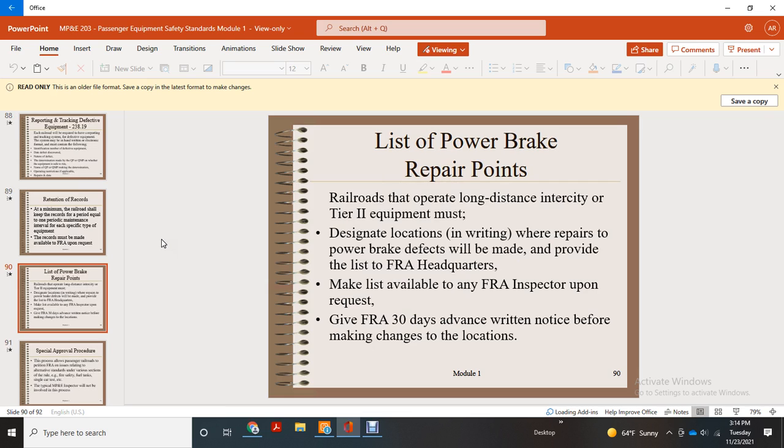List of power brake repair points. Railroads operating long-distance intercity service, or within the territory of the equipment, must designate in writing the locations where repair of power brake defects will be made, and provide a list to FRA headquarters. Make the list available to any FRA inspector upon request. Give the FRA 30 days advance written notice before making changes to the locations.